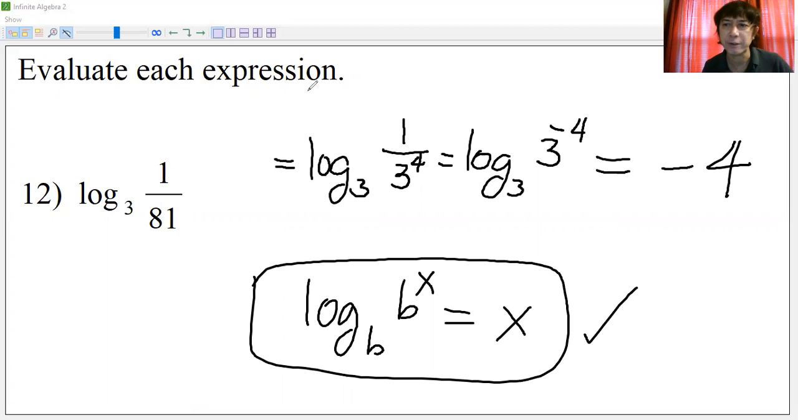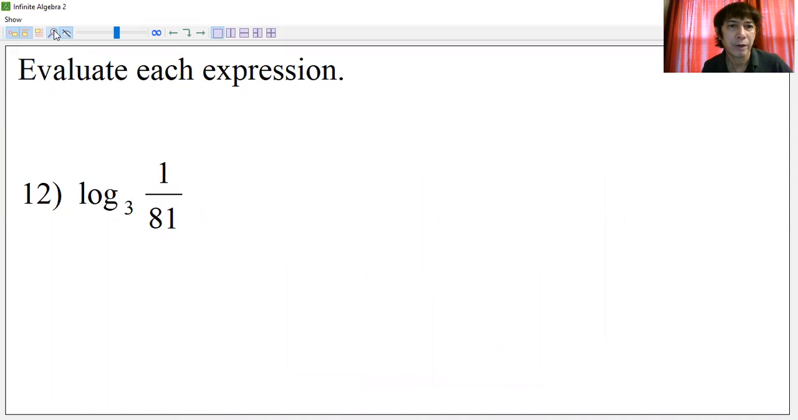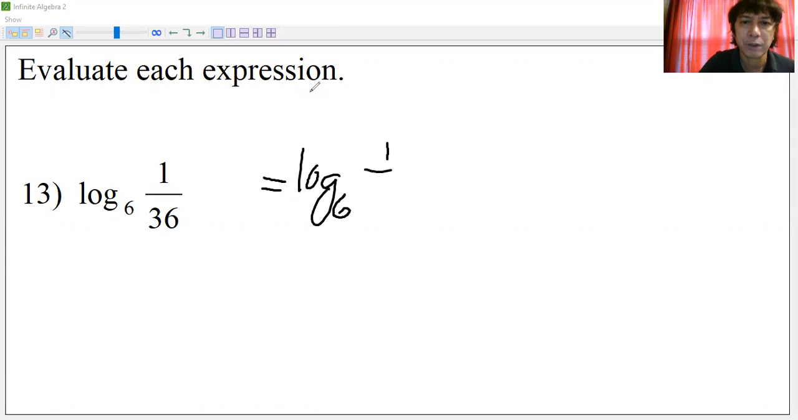Okay, so let's verify. Is it negative 4? Let's check. There, it's negative 4. And you can see it using the red number on screen. All right, so let's continue with the next numbers. All right, we shall now continue with number 13. Okay, here's number 13. Okay, 36 is expressible as 6 squared. So we shall just transform this to logarithm to the base 6, 1 over 6 squared, like that.